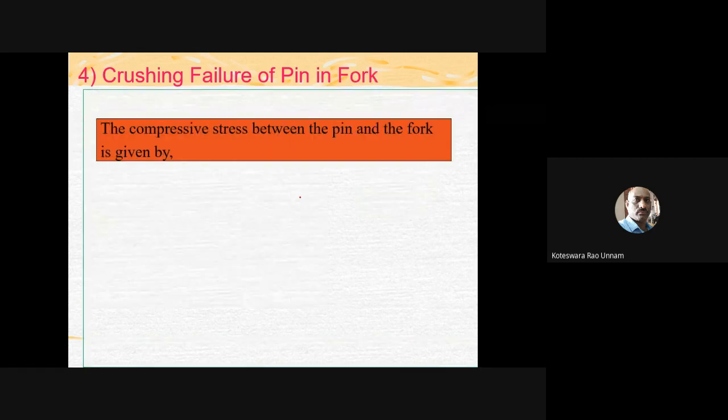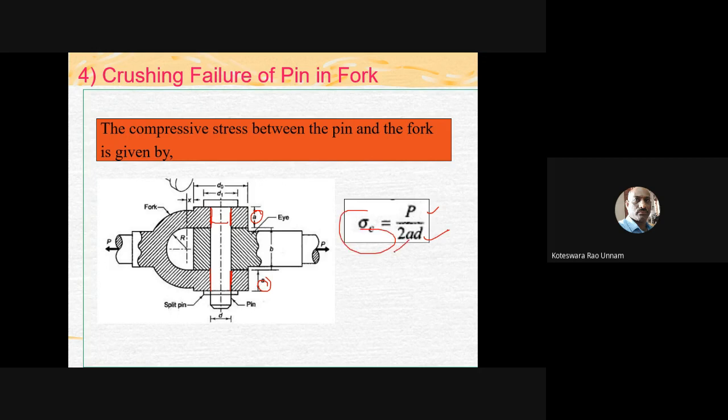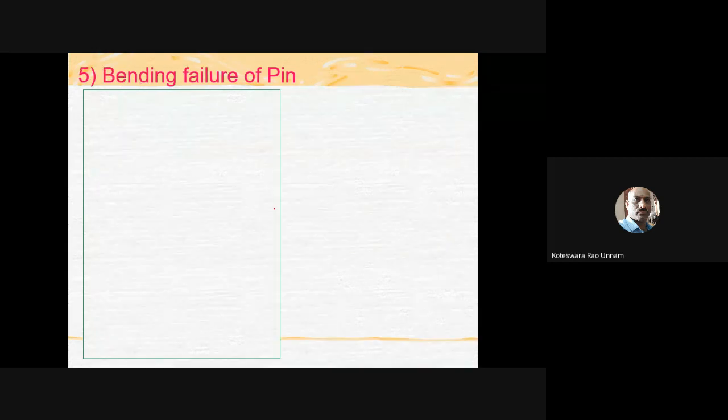Similarly, if you want to calculate the crushing stress in the fork, here this is the bearing area or contact area between the pin and the fork. So this much portion you have to take. Here it is A and here also it is A, and the diameter is D. Then the area is going to be 2 times A into D. That should be equal to the applied force. Therefore sigma C is equal to P by 2 into A into D. D is already calculated. Using this relation we can calculate this A also. So now you can compute the A value.